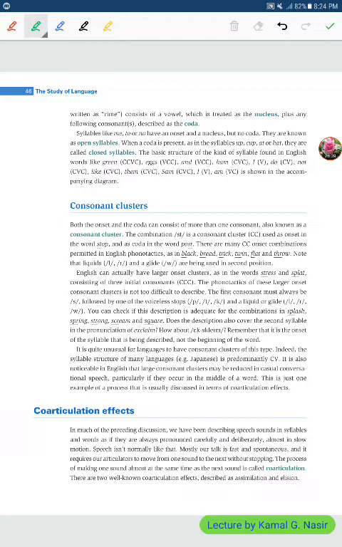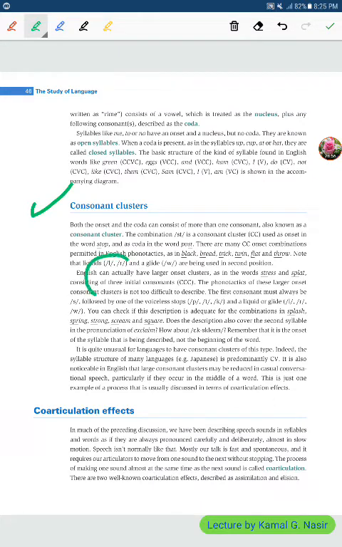We come to what? By the way, all this is a repetition of what you have studied in second year in phonetics and phonology. You come now to consonant clusters.